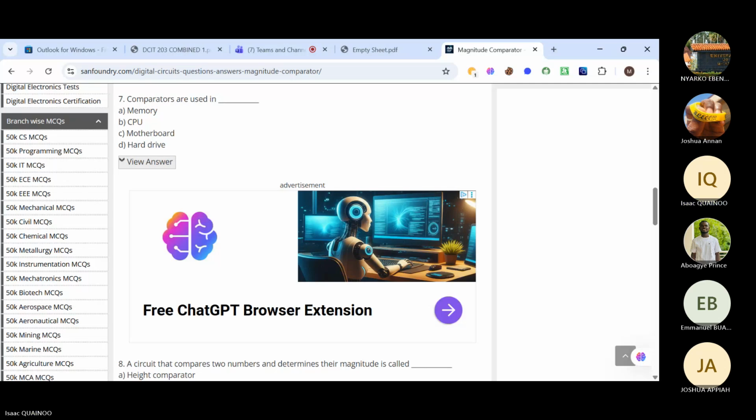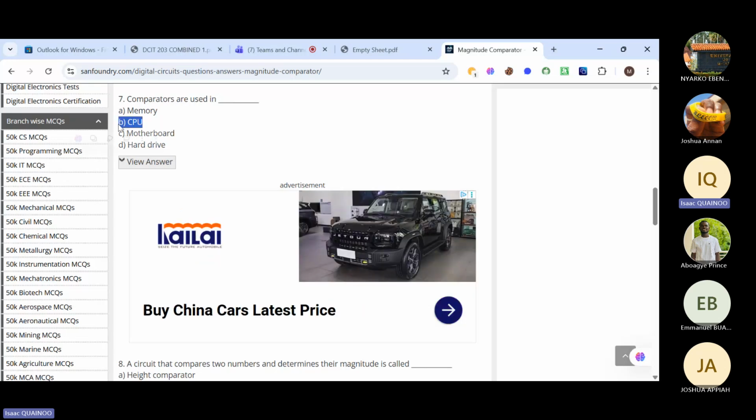CPU. Very good. CPU is correct because comparators are used to perform logic operations, which is comparison. And then we said that the ALU performs arithmetic and logic operations. So comparators are used to perform logic operations, which involve comparison, in the CPU.